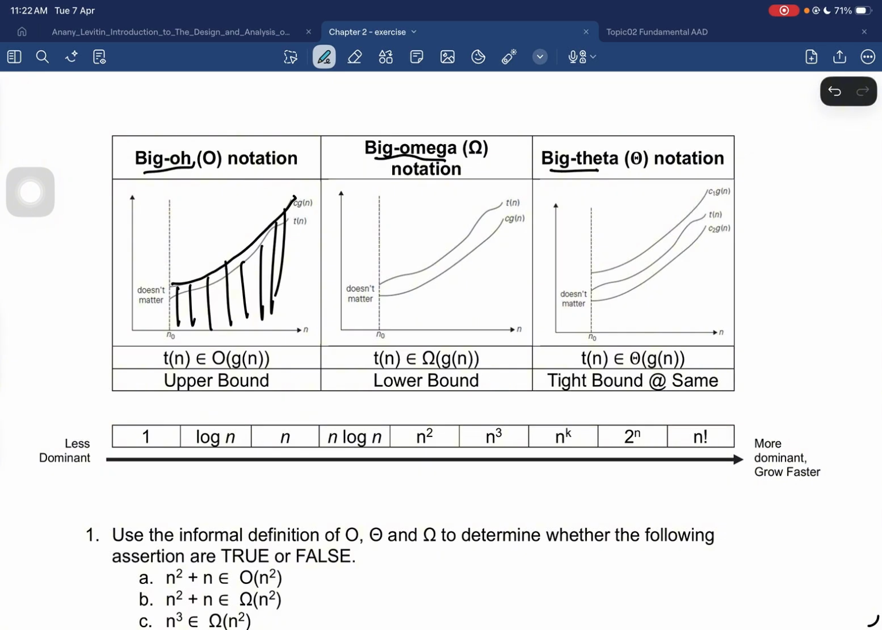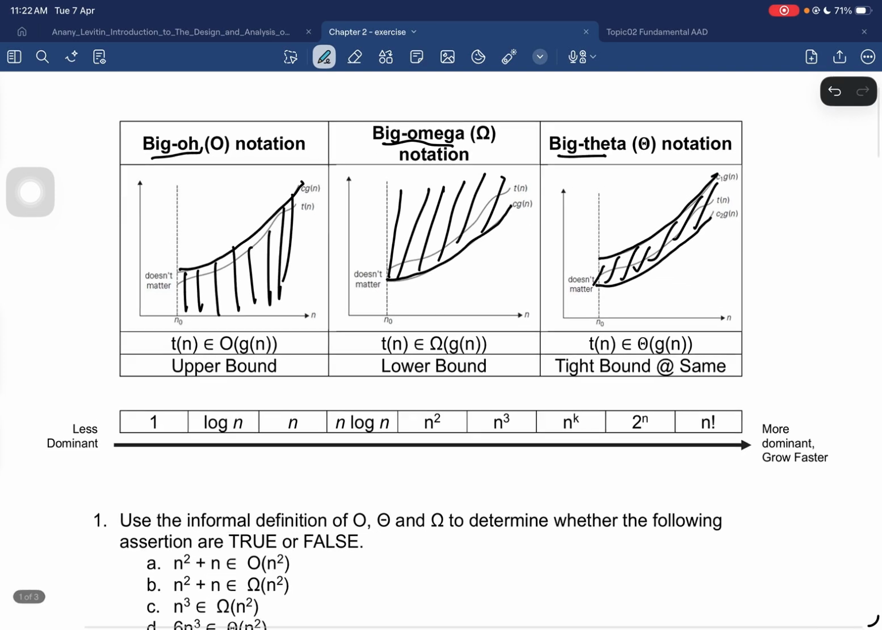Big omega is a lower bound. It means function t(n) grows at least as fast as g(n), so it grows faster than or equal to g(n). So t(n) belongs to Omega(g(n)). And big theta is a tight bound. It has an upper bound and a lower bound. It can be the same or in between. So t(n) belongs to Theta(g(n)) when it is the same or between.